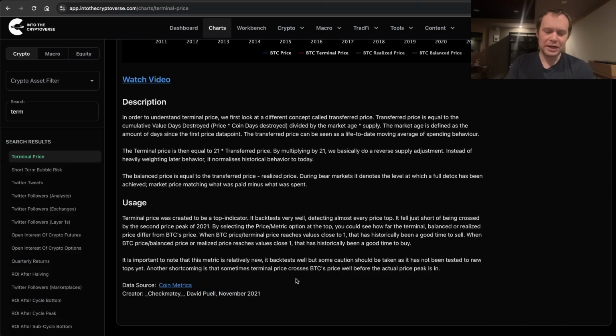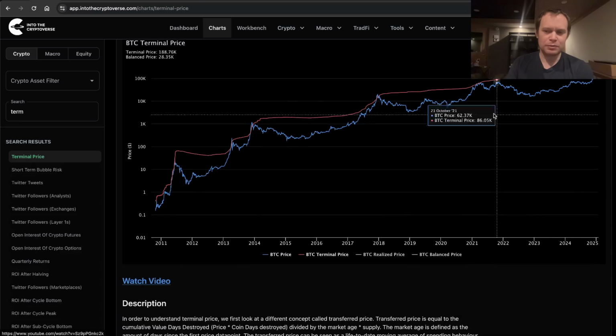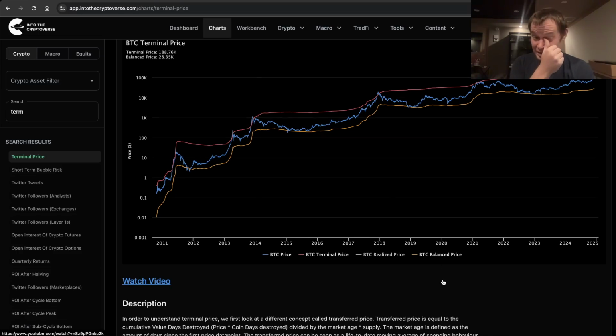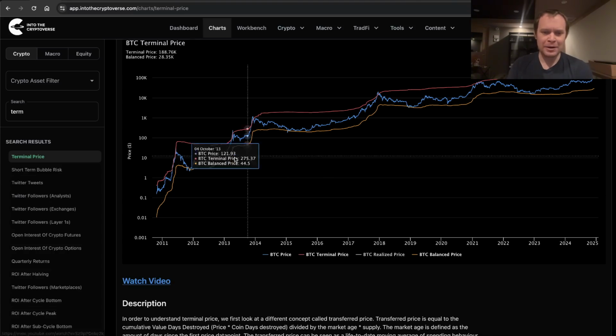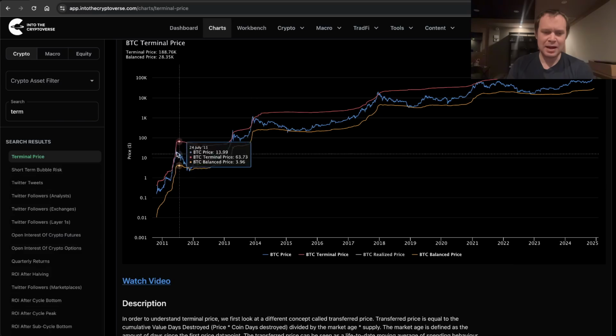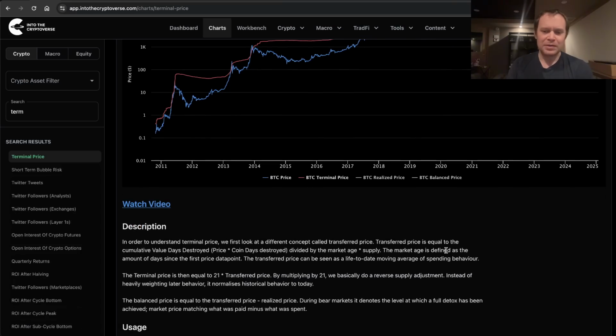So, before we really get into this, we've got to define everything. This indicator is really a couple of different ones, right? It's the terminal price and the balance price. Now, the terminal price has been useful for helping to identify tops. The balance price has been useful for helping to identify bottoms, right? Bitcoin normally bottoms out around the balance price and it normally tops out around the terminal price. The terminal price is kind of difficult to understand if you haven't looked at some of these terms before, but we're going to try to define it and go one step at a time.